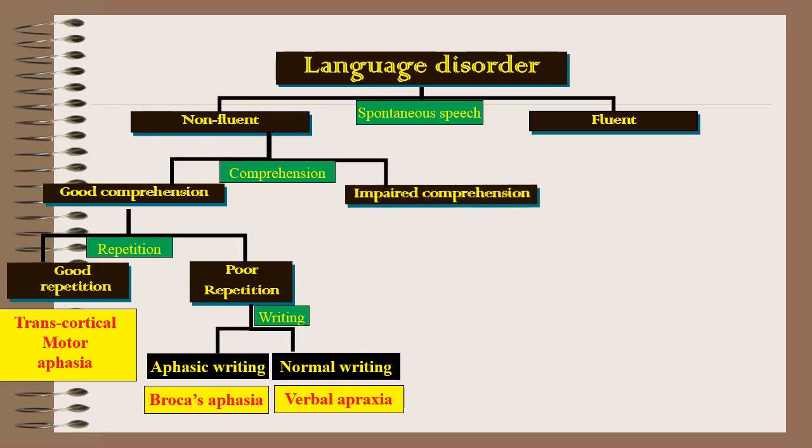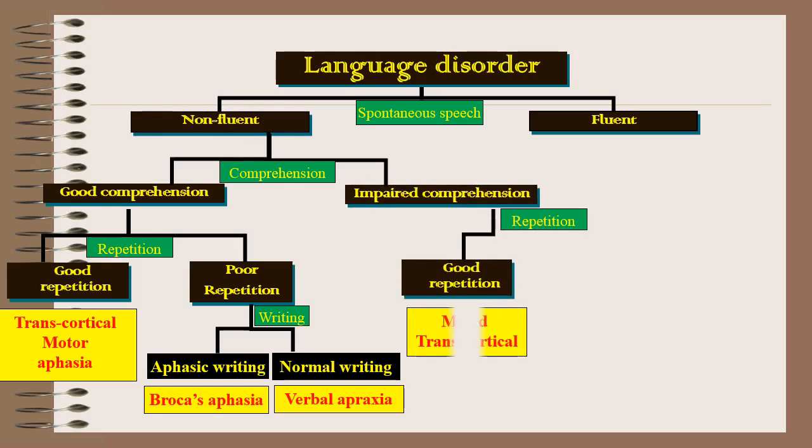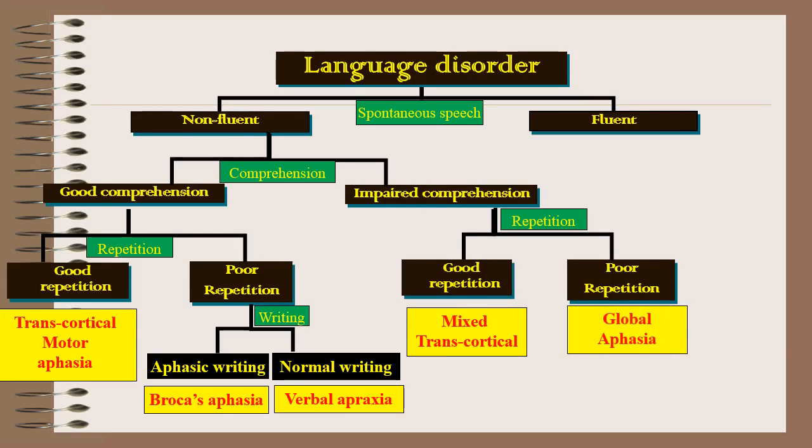If the patient is having non-fluent aphasia with impaired comprehension, check for repetition. If it is good, it is mixed transcortical aphasia. If it is impaired, it is global aphasia.